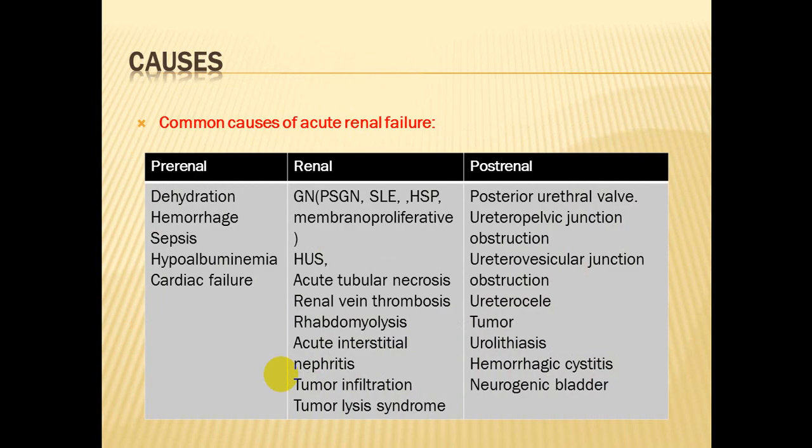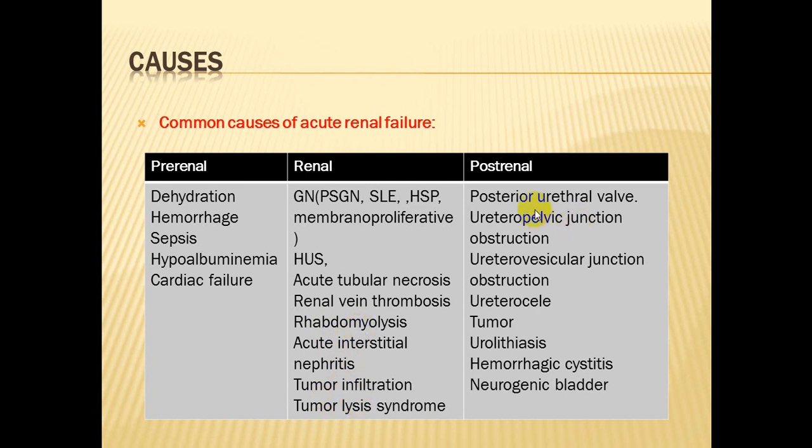So we talk generally on the causes, but the common causes of each type of renal failure. For pre-renal, as we say, it is hypovolemia. So we talk about dehydration, hemorrhage, sepsis, hypovolemia, and cardiac failure. For renal, any glomerulonephritis, whatever the type, may cause renal failure. HUS, acute tubular necrosis, renal vein thrombosis, rhabdomyolysis, and we talked previously about that. Acute interstitial nephritis, tumor infiltration, and tumor lysis syndrome.